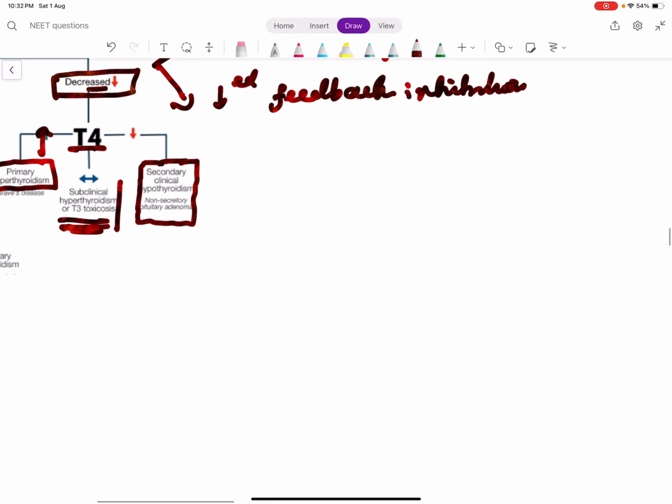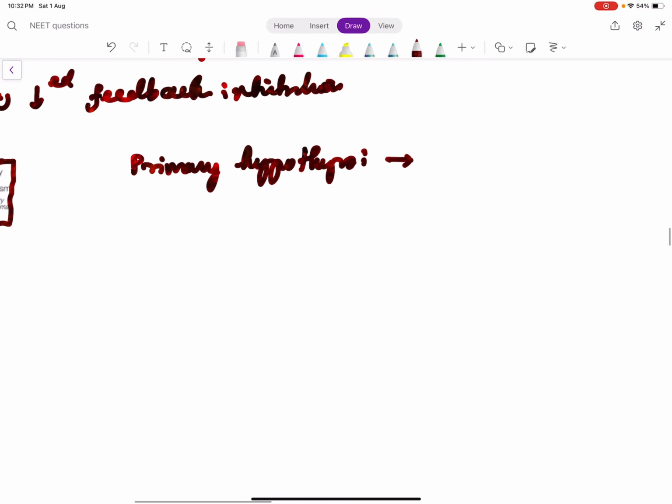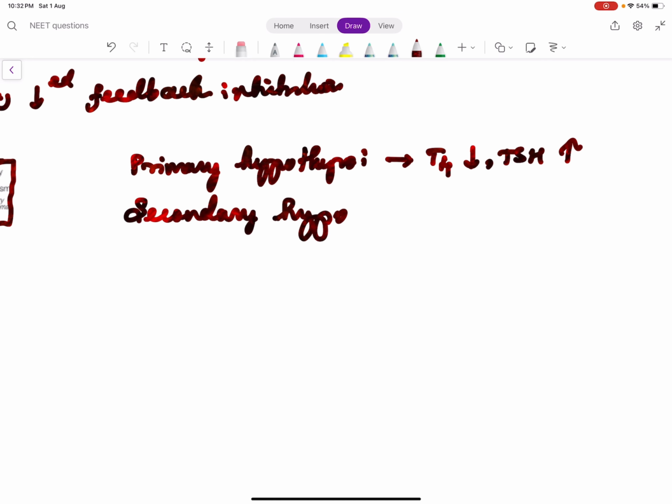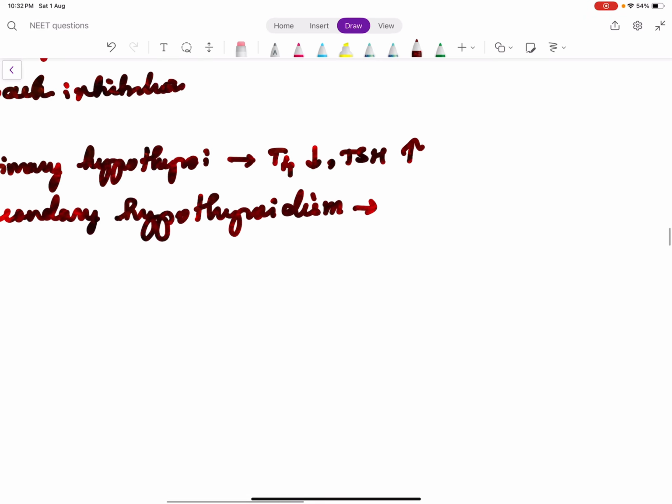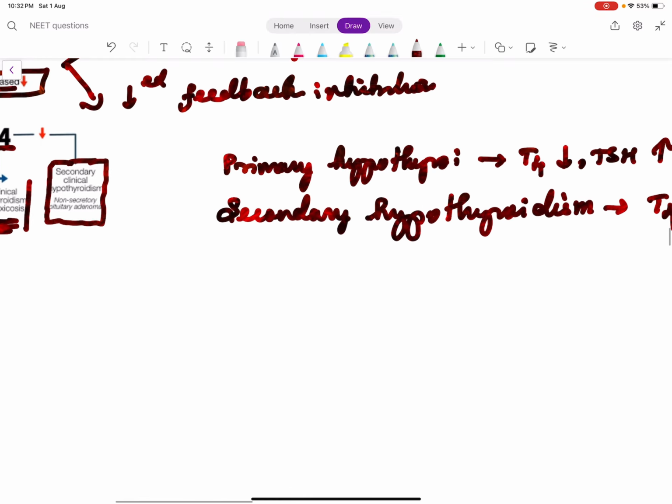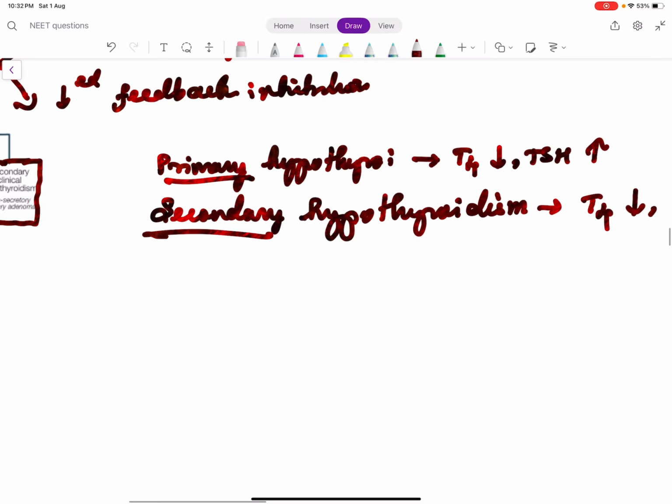Right? So what were the terms we discussed? One is primary hypothyroidism. In primary hypothyroidism, T4 is low, TSH is high. What is secondary hypothyroidism? In secondary hypothyroidism, the problem is with the pituitary gland. Hypothyroidism is low T4. So T4 is low because TSH is low. This is why I was discussing primary and secondary very early in this class, so that you will never get confused. So what is primary hyperthyroidism?